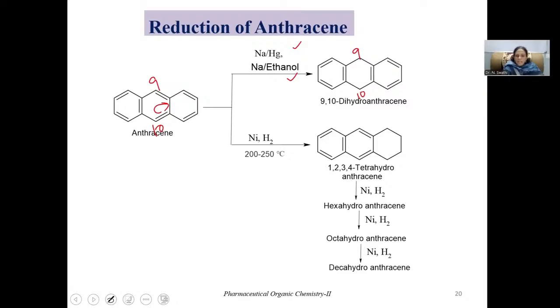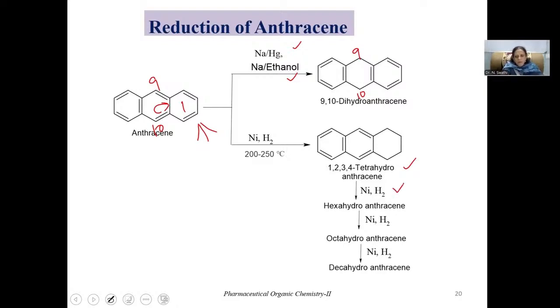On the other hand, when anthracene is heated along with nickel by passing hydrogen gas at 200 to 250 degrees, then the double bonds which are present in the first aromatic ring of the anthracene will be reduced, and that is how there will be formation of 1,2,3,4 tetrahydroanthracene as the product. Now this formed partially reduced product can be further subjected to catalytic reduction.